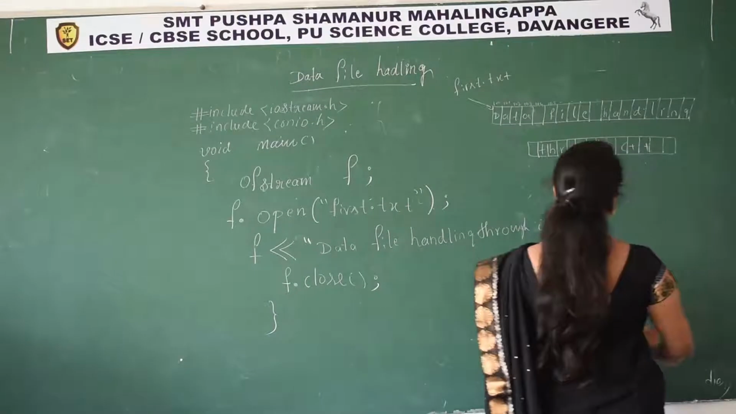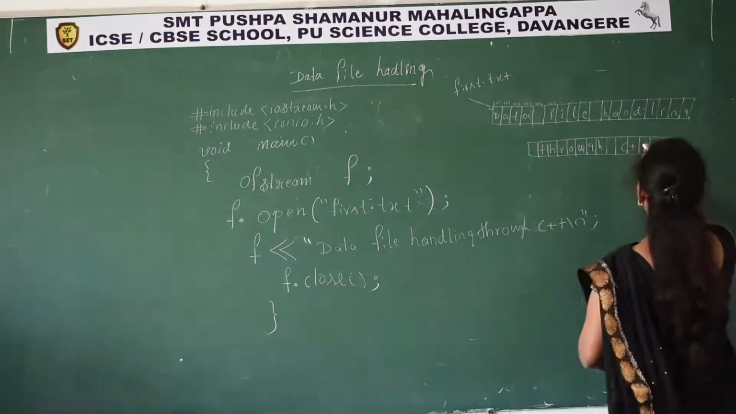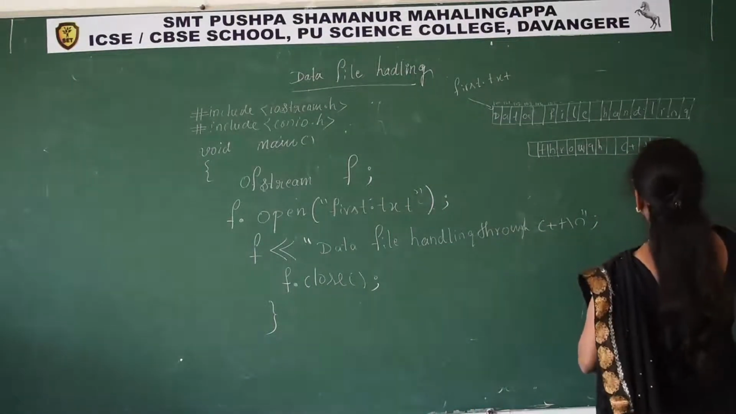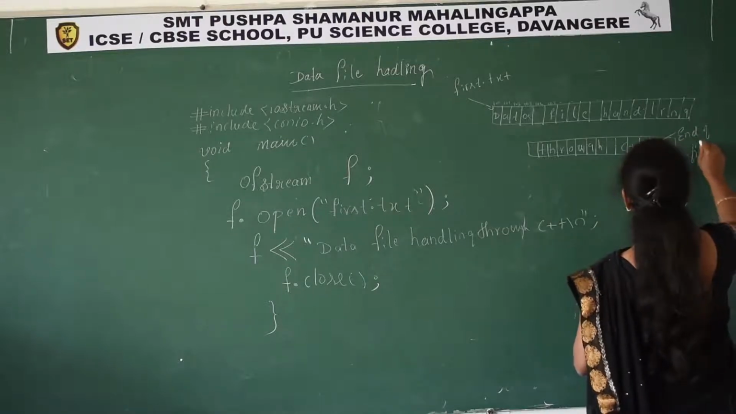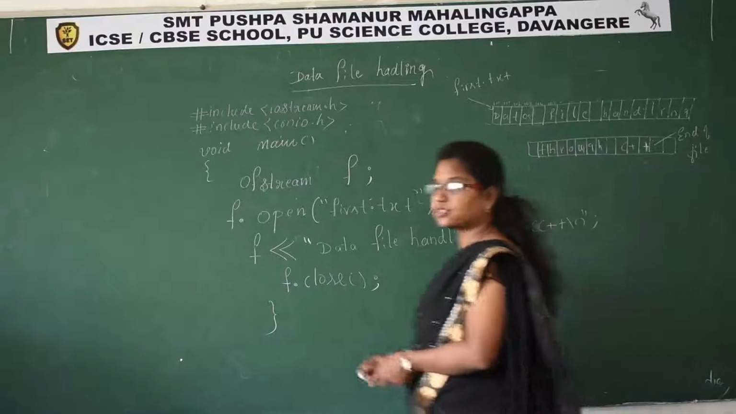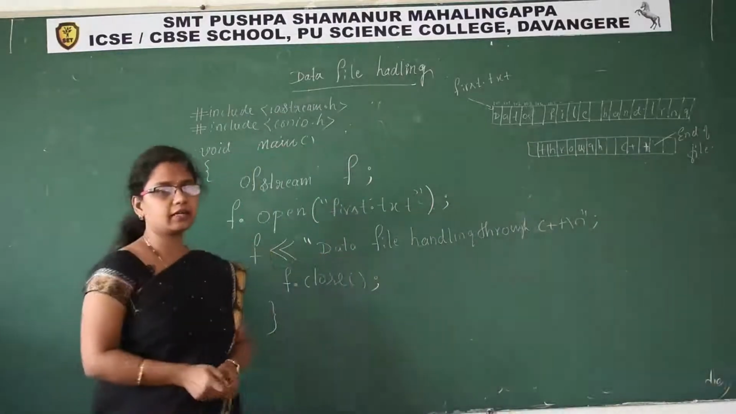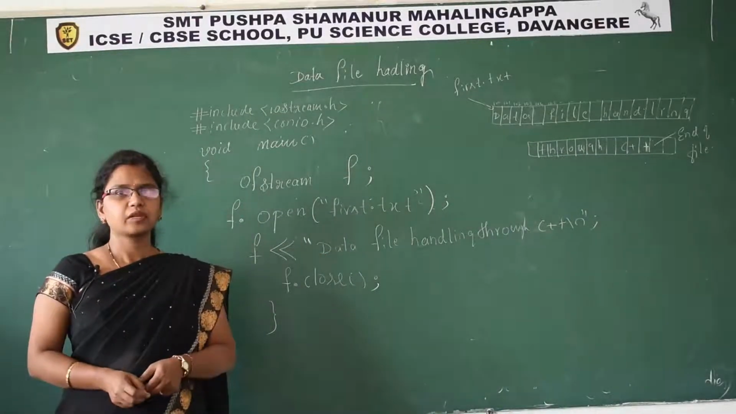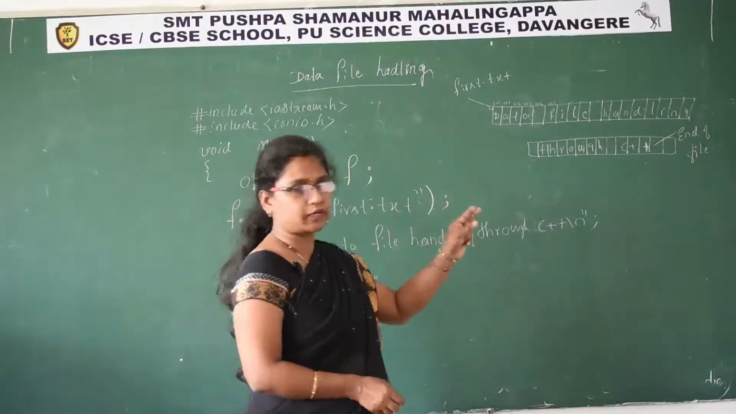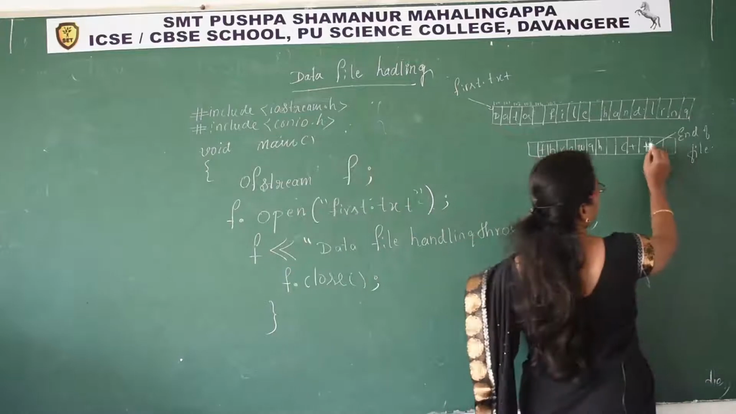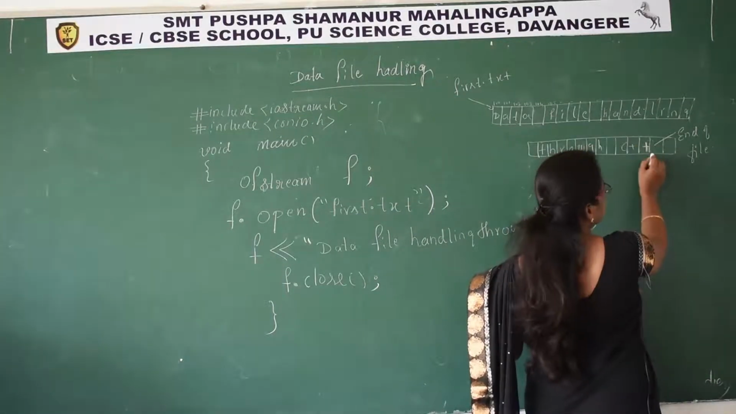Okay, this is the end of file. We call it end of file. What does it mean? In a text file, there is an end of file character. It indicates that the file ends at that point. See here, the contents are like this.